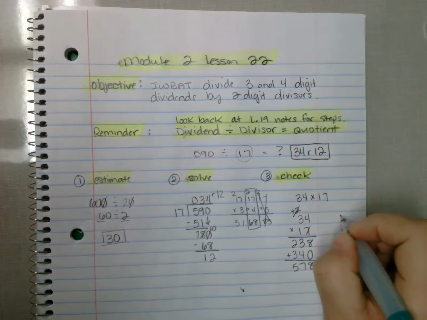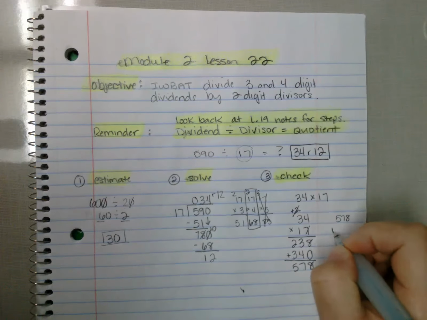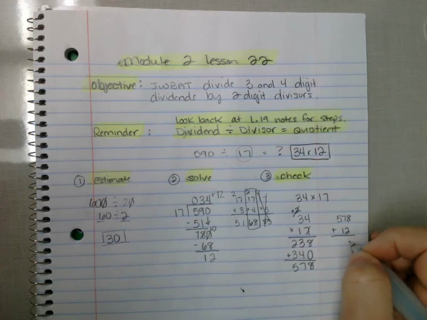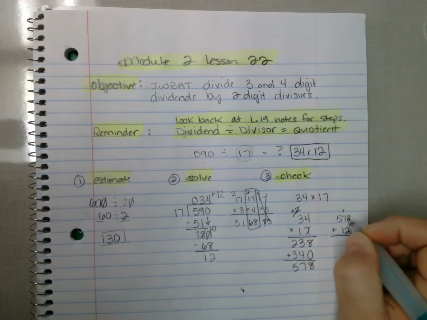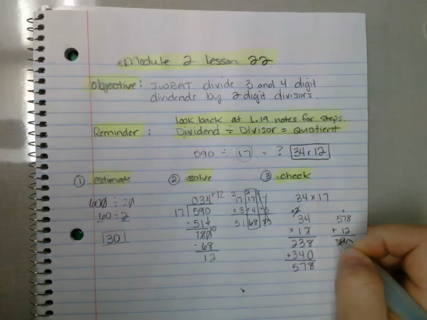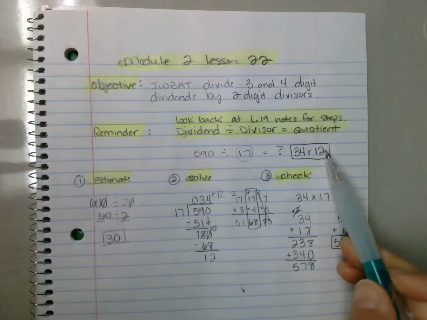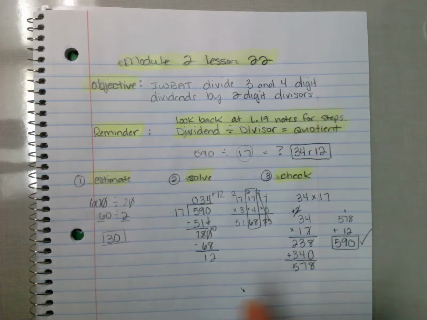So now I have 578 plus 12. 8 and 2 is 10. Carry over the 1. 7, 8, 9, and 5. My answer checks. Now I know that 34 remainder 12 is the correct answer.